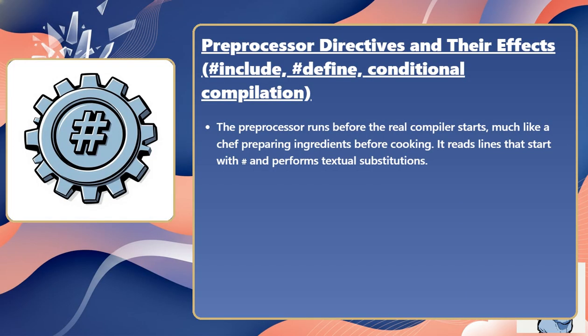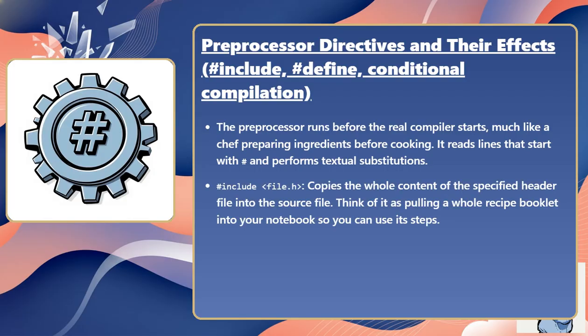The preprocessor runs before the real compiler starts, much like a chef preparing ingredients before cooking. It reads lines that start with hash and performs textual substitutions. #include <file.h> copies the whole content of the specified header file into the source file. Think of it as pulling a whole recipe booklet into your notebook so you can use its steps.